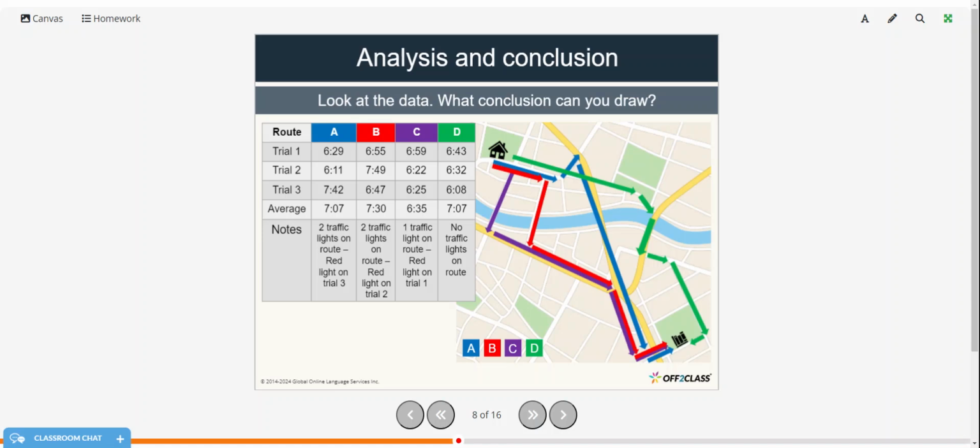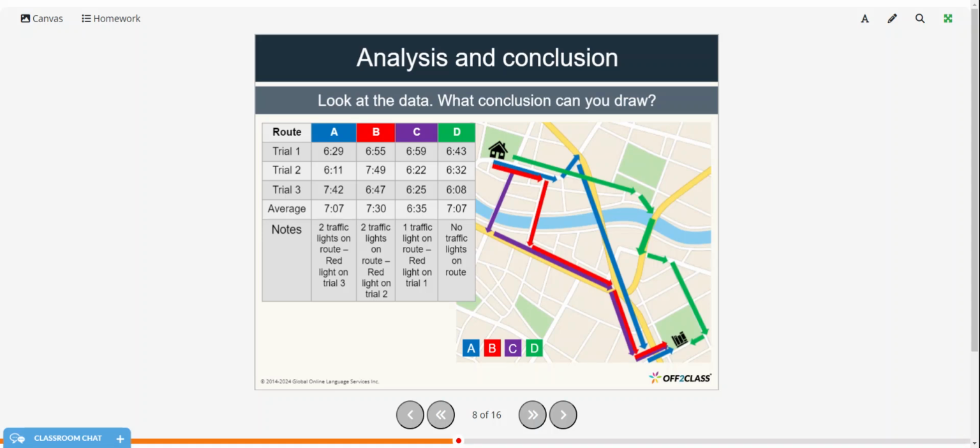trial 2. Route C, 6 minutes 59 seconds, 6 minutes 22 seconds, 6 minutes 25 seconds for an average of 6 minutes 35 seconds. There's 1 traffic light on the route, and they had to stop for a red light on trial 1. And then route D, 6 minutes 43 seconds, 6 minutes 32 seconds, 6 minutes 8 seconds, and 7 minutes 7 seconds. And there are no traffic lights on the route.